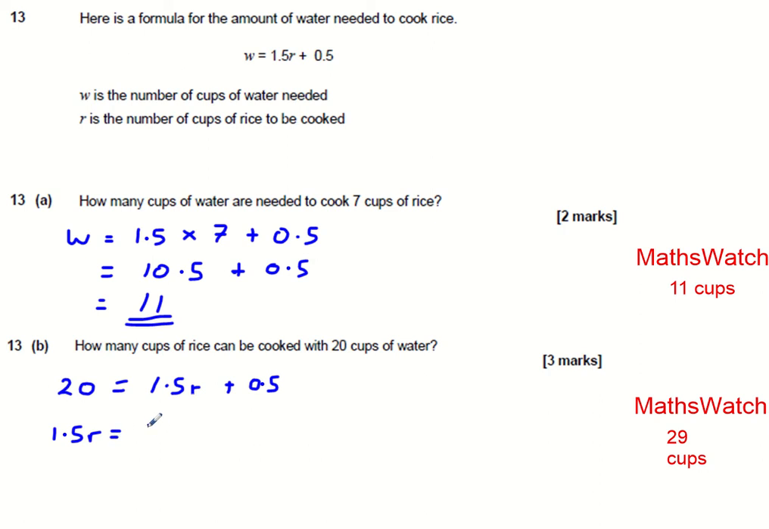would have to be 19.5. 19.5 plus 0.5 gives us the 20. Now that 19.5 is the answer you get when you take the number of cups of rice and multiply it by 1.5. So if we undo that, for the number of cups of rice that is needed, we take the 19.5 and divide that by 1.5 to say that for 20 cups of water we can cook 13 cups of rice.